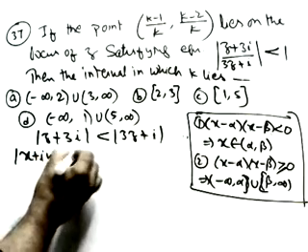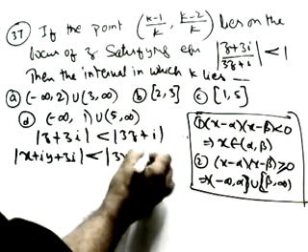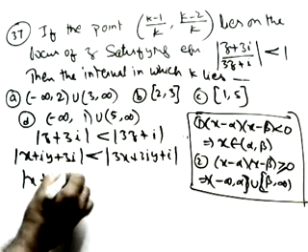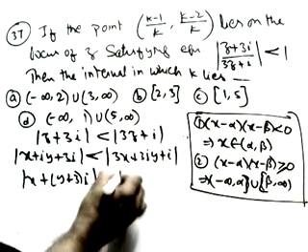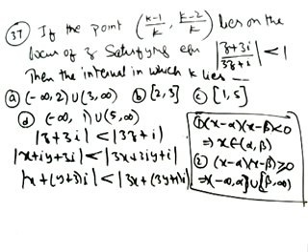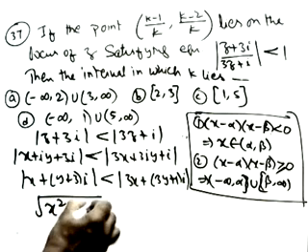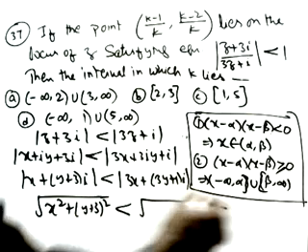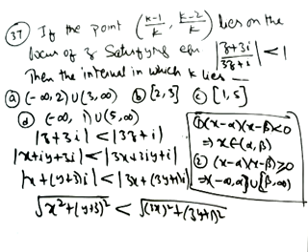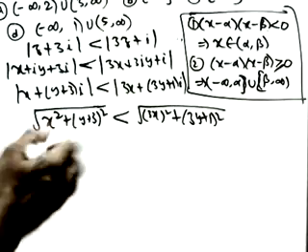Mod of z, where z is x plus iy, plus 3i is less than mod of 3 into x plus iy, that is 3x plus 3iy plus i. Now take i common here: x plus (y plus 3)i is less than 3x plus, taking i common, (3y plus 1)i. Now what does mod mean? Under root of real square plus imaginary square. So real square plus imaginary square under root is less than real square plus imaginary square under root. Now if you square, the root will get cancelled.